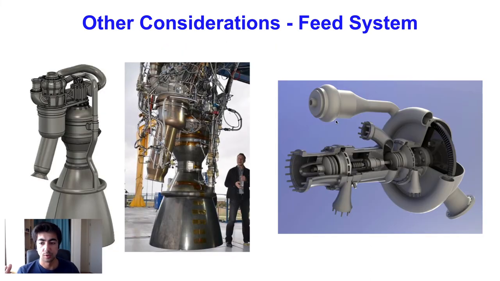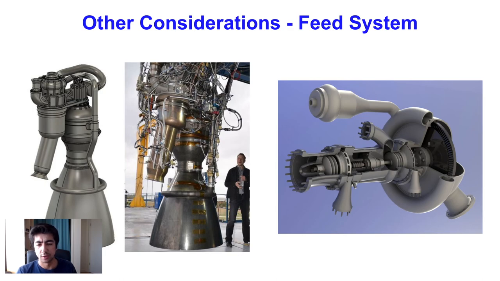And so real quick, just to bring it up, here is an example of a pump fed system. This is one of SpaceX's Merlin engines, and this giant thing right here is essentially the pump. And here's another render of a turbo pump. Again, what this is doing is increasing the pressure downstream of the tanks so that we get these high pressures at the injector and high pressures in the combustion chamber.